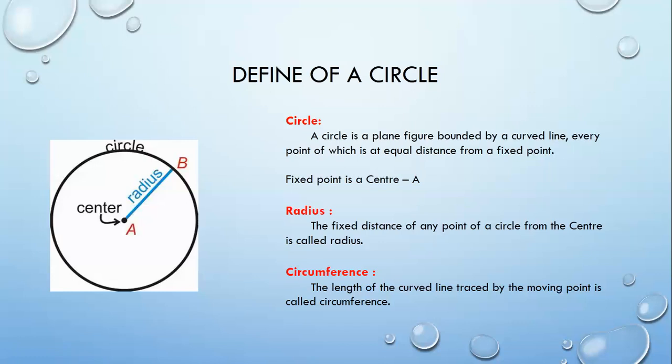What is circumference? Now circumference means, let us see, this B point is there. If you will rotate your pen from B to again B, then it will give you the length of its circumference. Circumference means the length of the curved line traced by a moving point is called circumference.